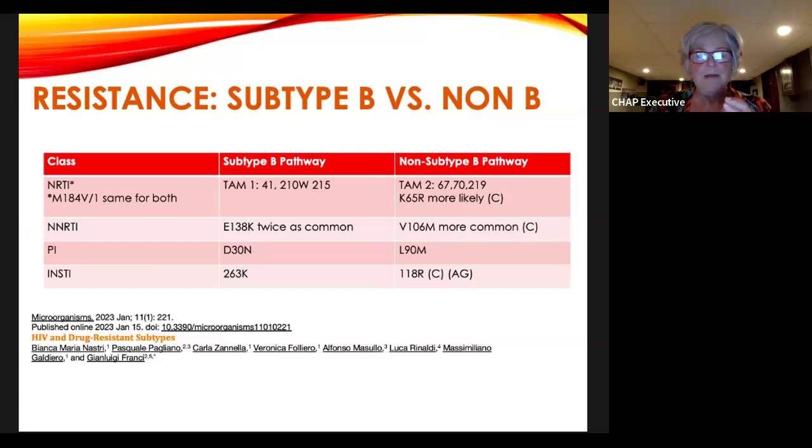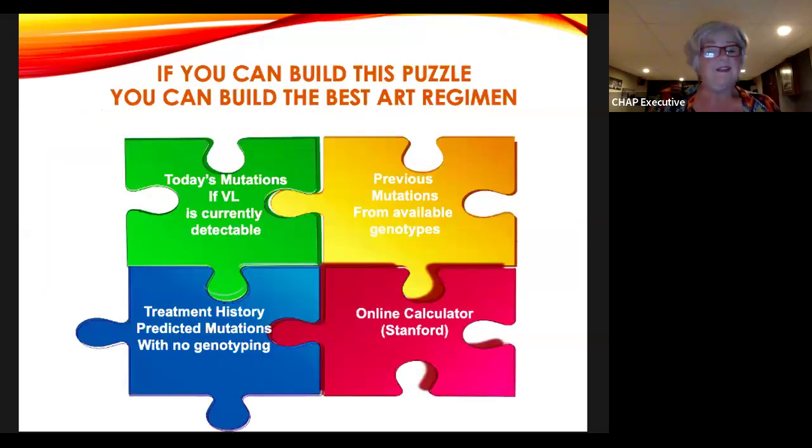So your guesswork may not be perfect, but at least it will hopefully be better informed after completing part 3 of this exercise. Which brings us to the end of our educational series. I really hope I've taught you that if you can build this puzzle, you can build the best antiretroviral regimen for our patients. It has been my pleasure to share my time, my tricks, and my knowledge with you.